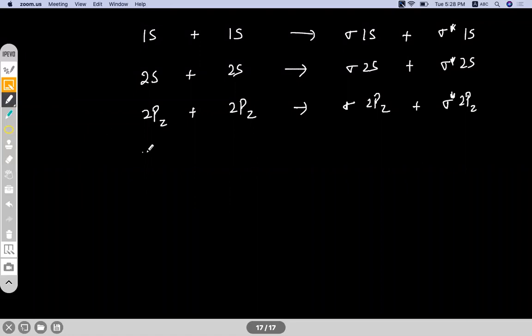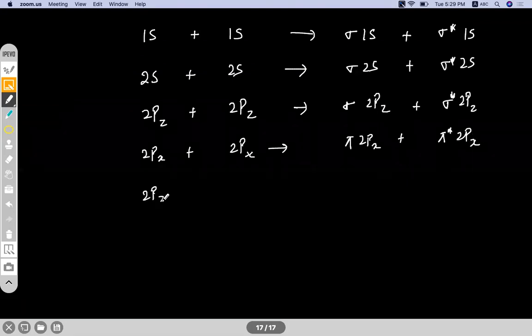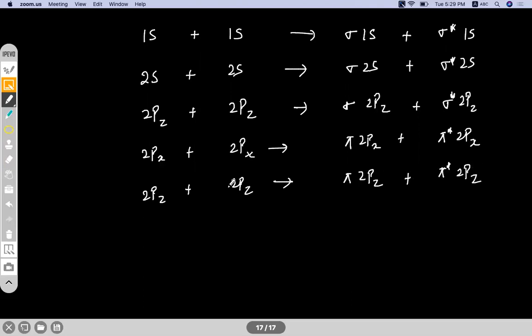Then we have 2px and 2py. One of the p orbitals already formed sigma, so this will form pi. 2px with 2px forms pi 2px and pi star 2px. If you have 2py and 2py, then it is pi 2py plus pi star 2py. This forms sigma. Anyone you can consider as sigma, x and y also.